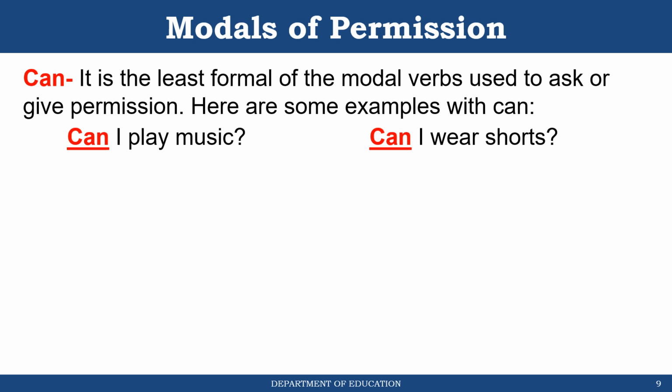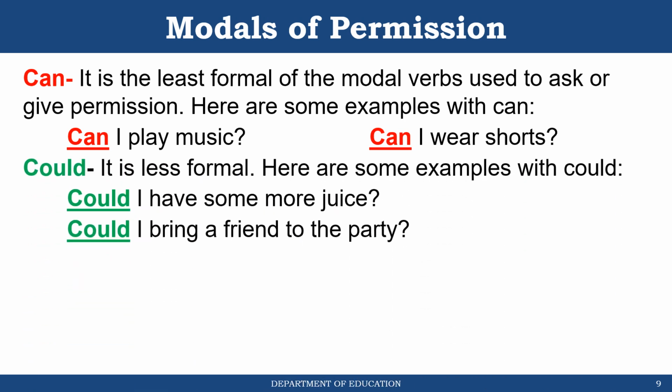The next modal of permission is could. Could is less formal. So if you're going to compare the degree of formality between the modals can and could, could is used in less formal situations as reflected in the sentences below. Could I have some more juice? Could I bring a friend to the party?